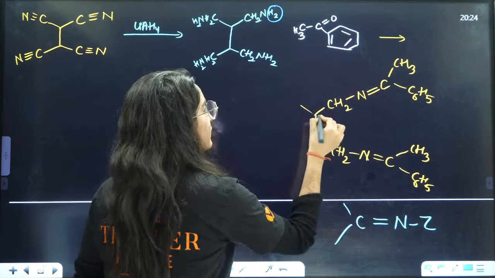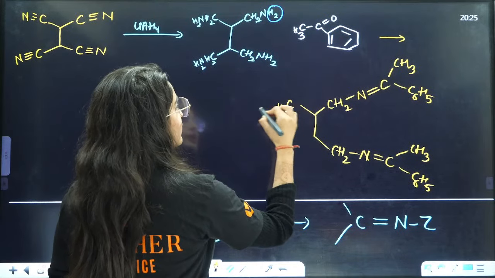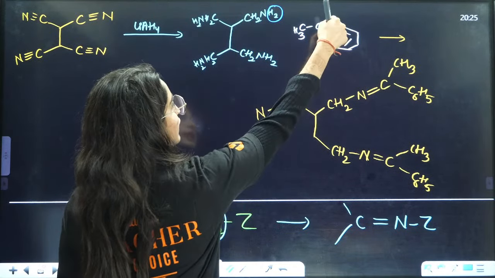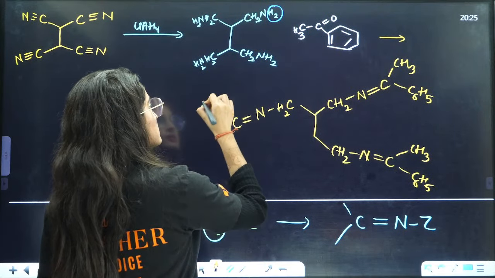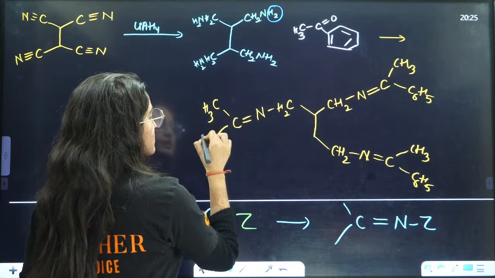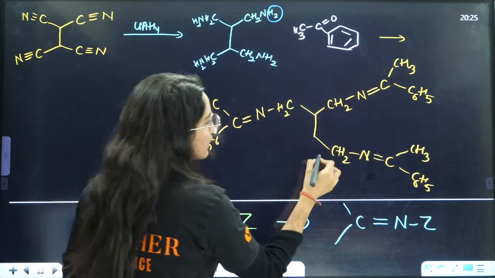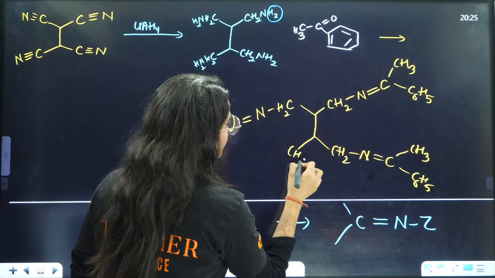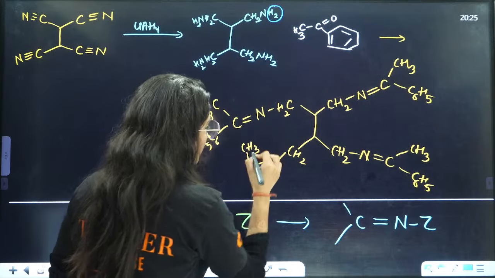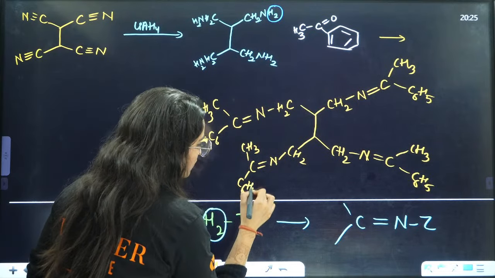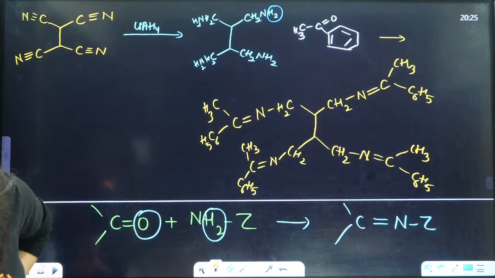Same thing will happen here again. This is also the same: CH2, then this nitrogen will replace this oxygen, then double bond C, CH3, C6H5. Again here you will have CH2, N double bond C, CH3, C6H5. This will be the level of JEE Advanced.